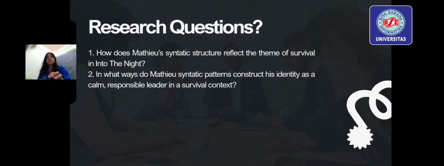Okay, so the next one is the research questions. The first one: how does Matthew's syntactic structure reflect the theme of survival in Into the Night? And the second one: in what way do Matthew's syntactic patterns construct his identity as a calm, responsible leader in a survival context? I'm going to answer this, but actually in my research there are a lot of answers, and this is just what I got. In my analysis there is a syntax table, but I'm not going to show it here. It's in my research, but this is what I'm going to answer from parts one and two, the important points of this question.